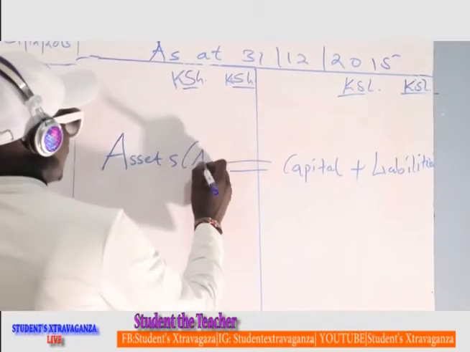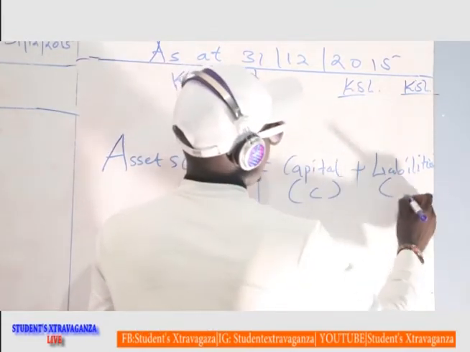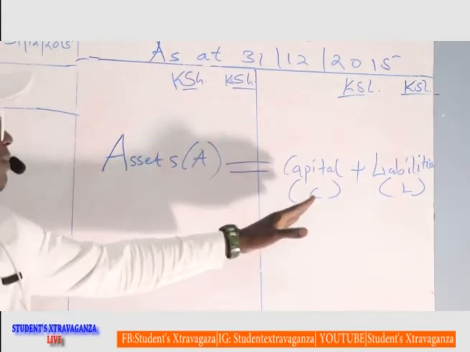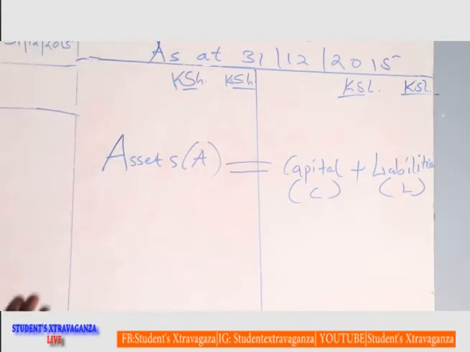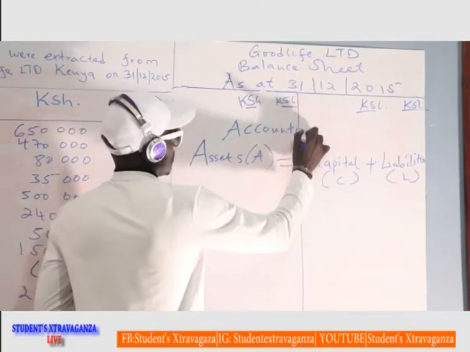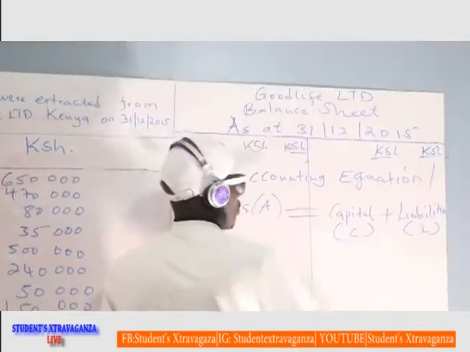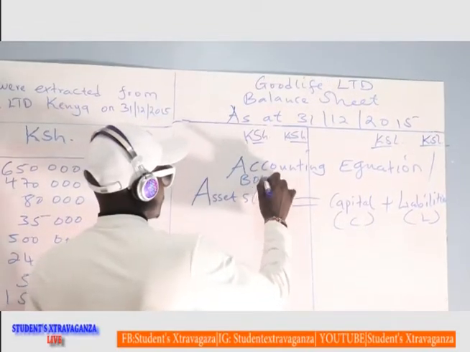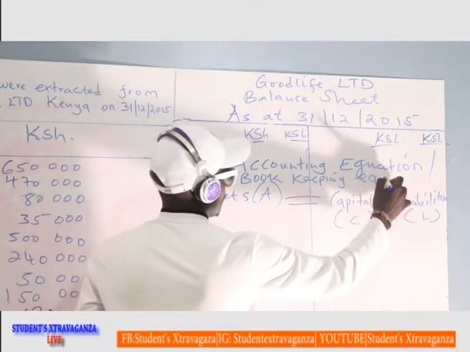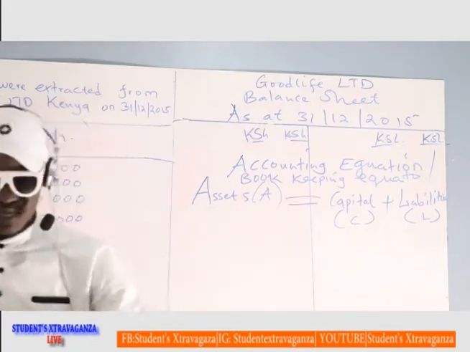Assets denoted by A, capital C, liabilities L. Assets equals to capital plus liabilities. This is what we call the accounting equation or bookkeeping equation. Bookkeeping equation or accounting equation says that assets equals capital plus liabilities.